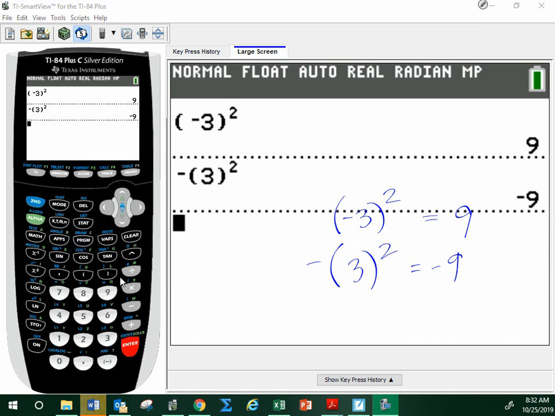Okay, so again, there's a difference when my negative is inside and my negative is outside. So if we take a look at number 5 on our homework.